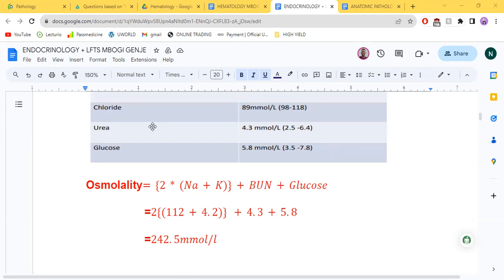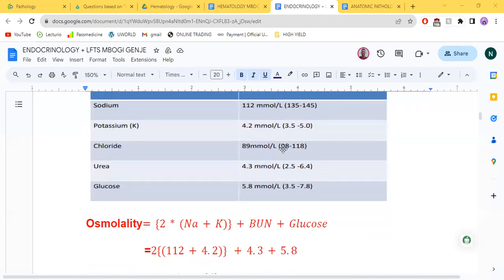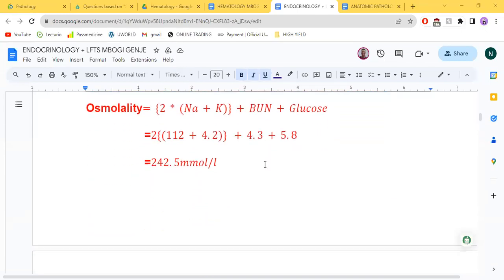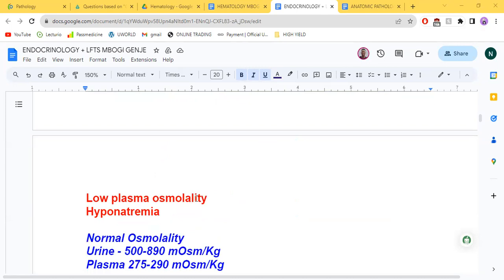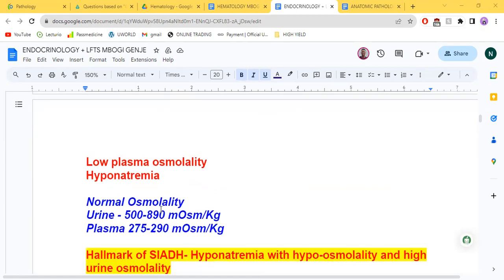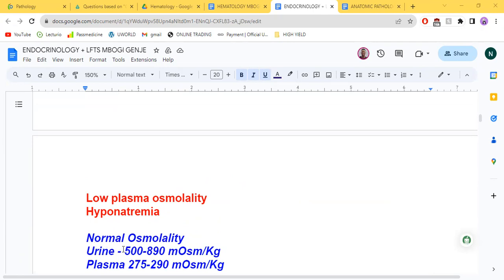Someone is asking, what is BUN? BUN is blood urea nitrogen, which is urea, so 4.3. Then glucose is 5.8. Yeah, so if you're to comment on it, it is low. So low plasma osmolality and hyponatremia. So these are the references. So urine is 500 to 890, plasma is 275 to 290.